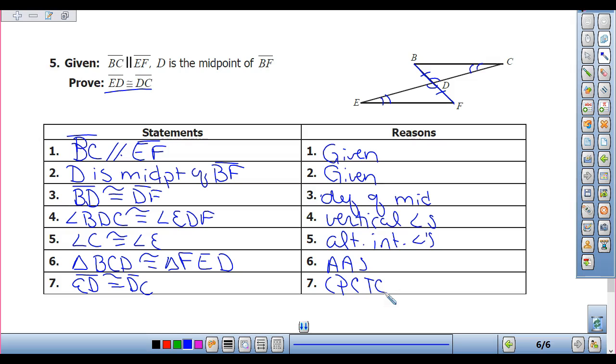What if we would not have chosen these two angles? What if we would have decided to use this angle, B and F? Then how would my triangles be congruent? Then it would be angle, side, angle if I would have chosen those angles instead of my other two angles. Does that make sense? Kind of, sort of. So it kind of depends on what angles you choose and what's congruent to what.